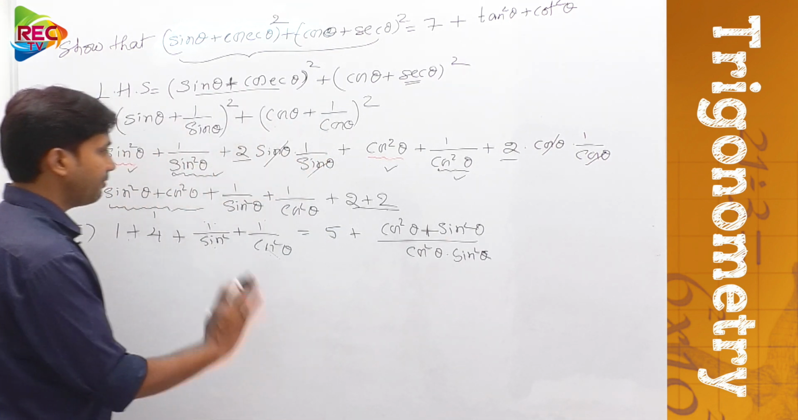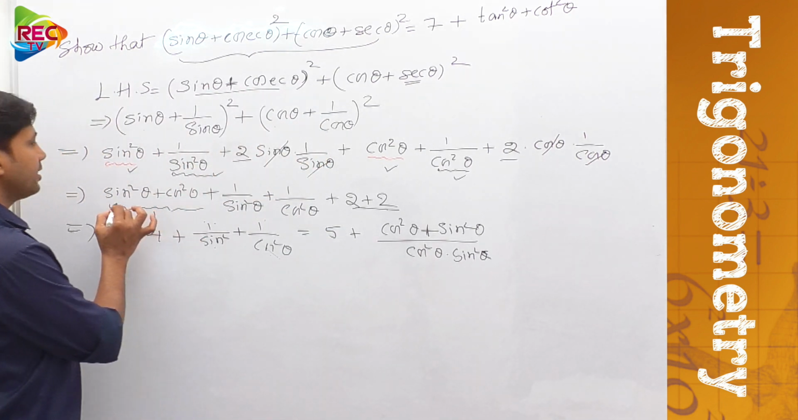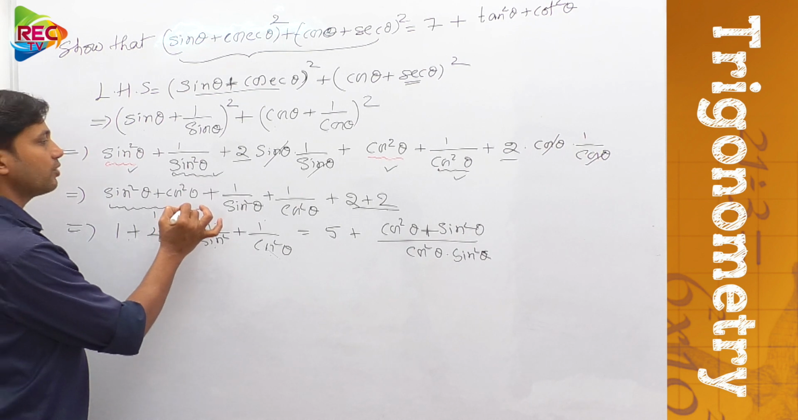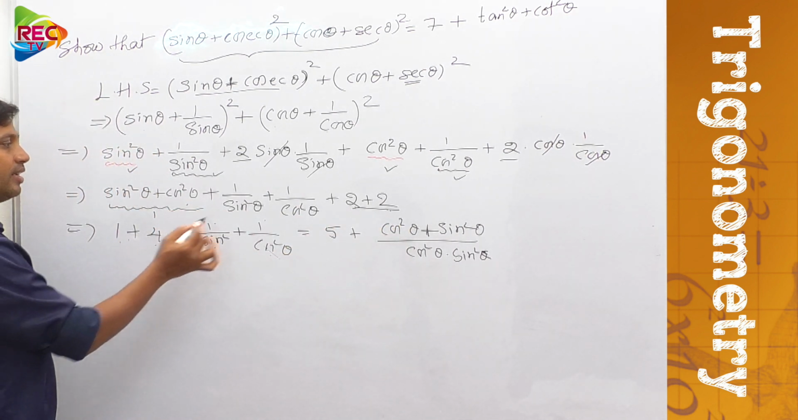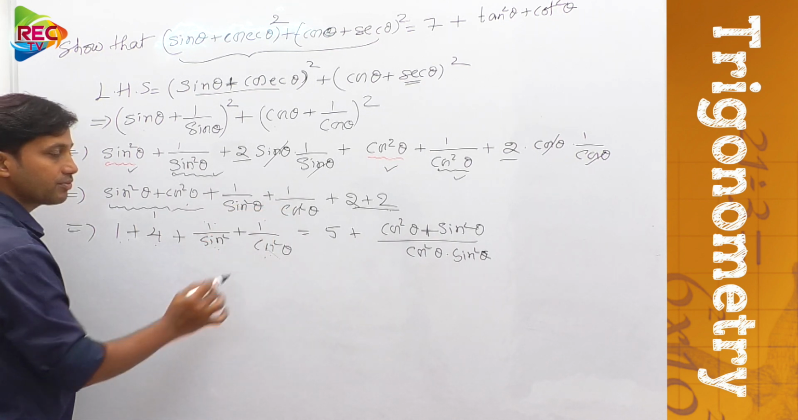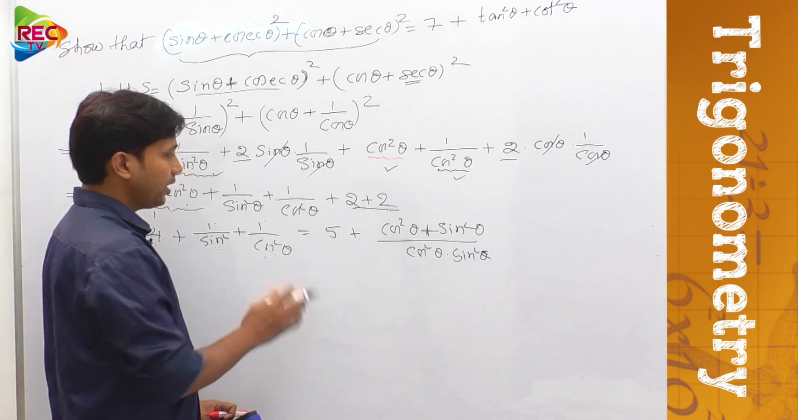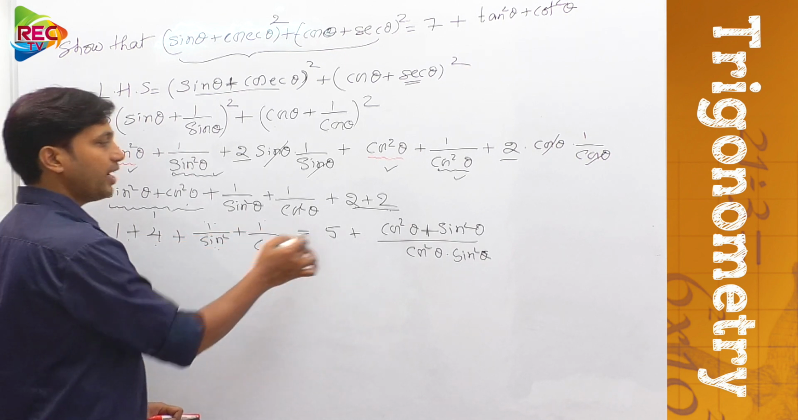Okay. Now I haven't done anything else. Just see here, this is sin square theta plus cos square theta equal to 1, and this is 2 plus 2, that is 4. Means 1 plus 4 I wrote here. 1 by sin square theta plus 1 by cos square theta are left over. Now I am rearranging here. 1 plus 4 is 5.